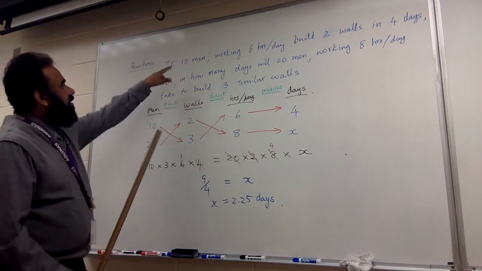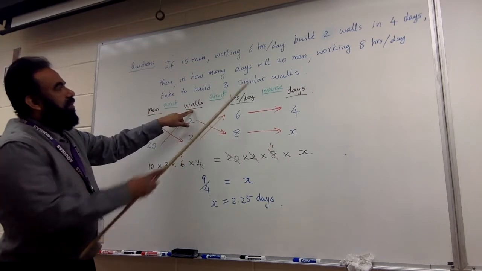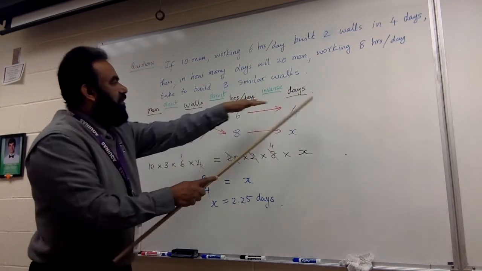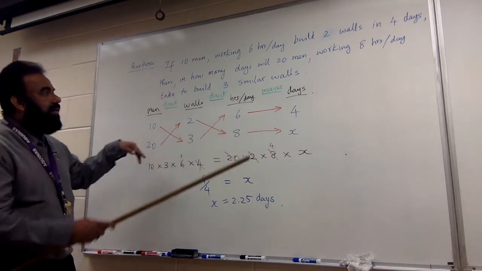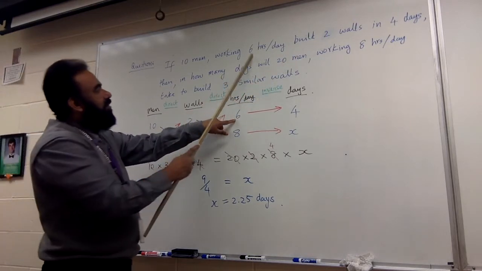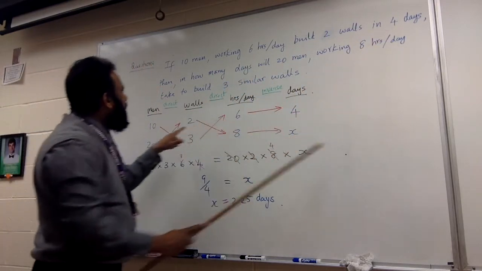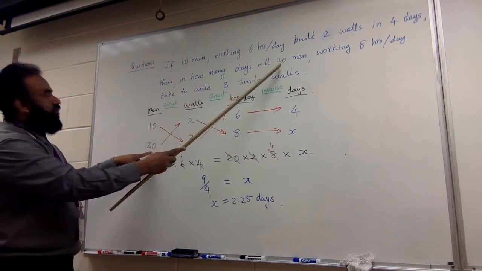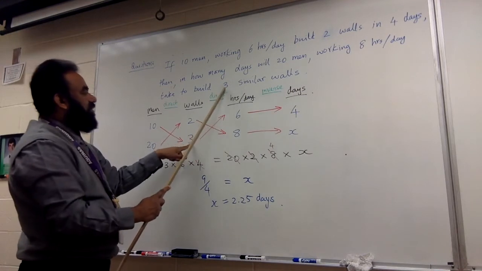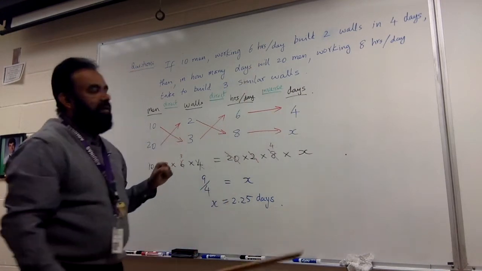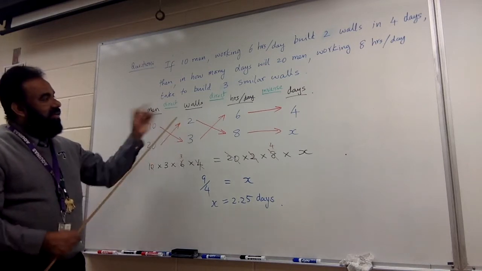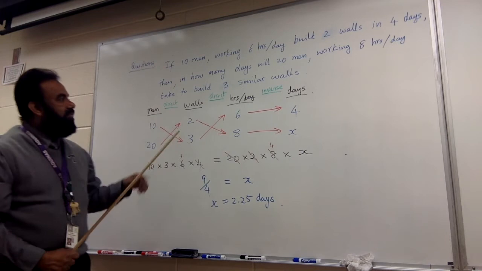So what we do is we put the men, walls, how many walls, hours per day, and the number of days, just put them and build the columns. So we put 10, and the number of walls 2, and the number of hours 6, and the number of days 4. And the second condition is 20 men working 8 hours per day, 3 similar walls. How many days will it take? Now this can be a very tricky problem if you do any other way. Now here's a fast and short way of doing it.